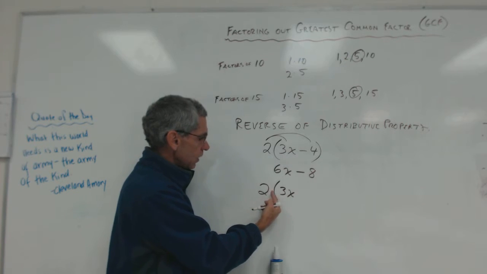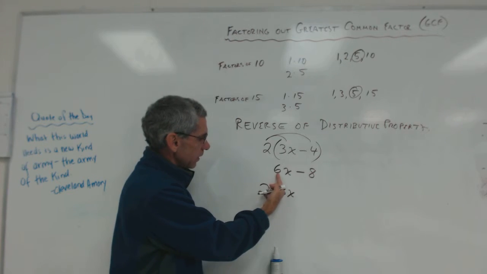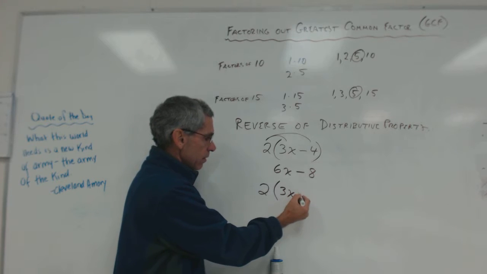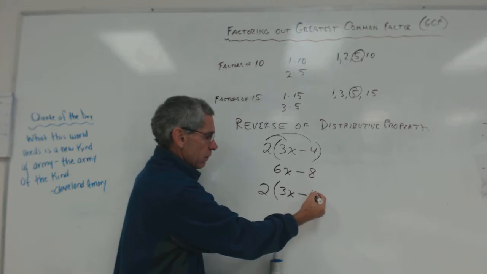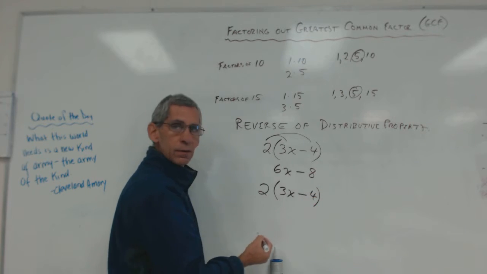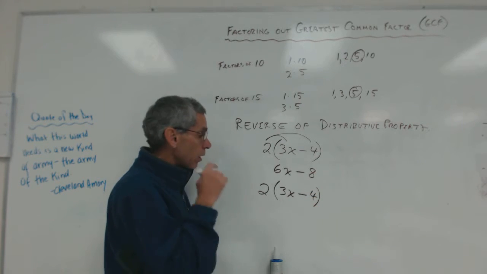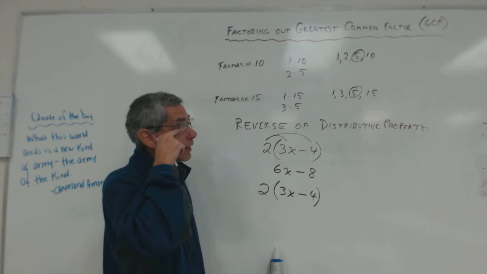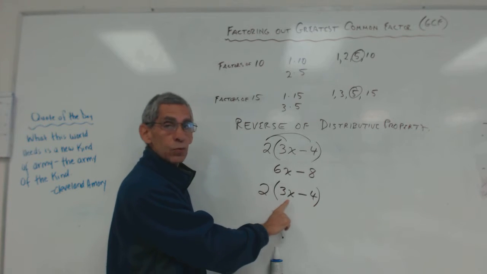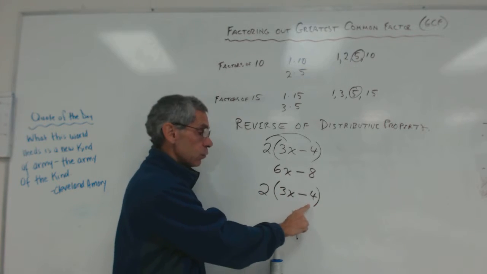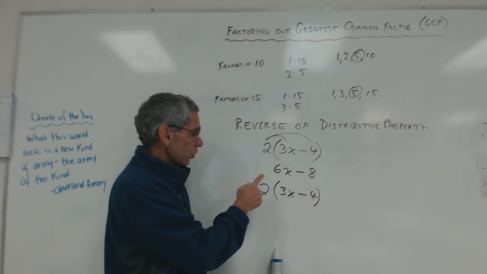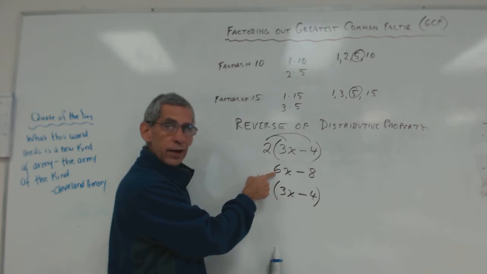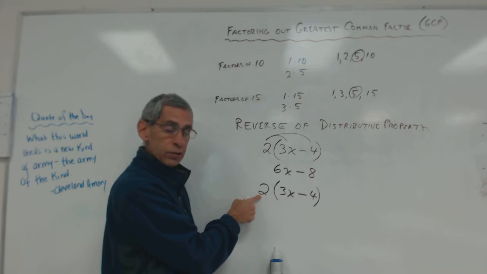2 times 3 is 6, so 3x. Minus, 2 times what is 8? 4, right? There are 2 ways to think about it. I just did it one way, where I say 2 times what is this? Or you could say, okay, what is 6 divided by 2? 6 divided by 2 is 3x.